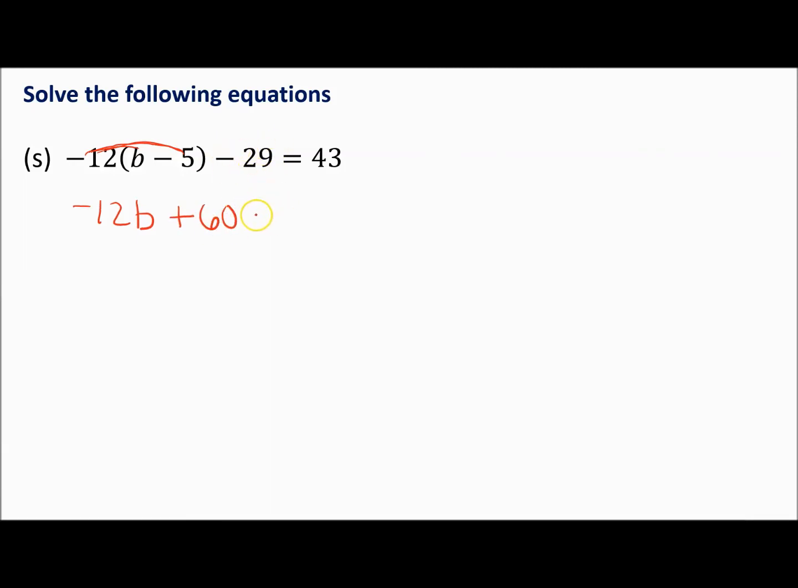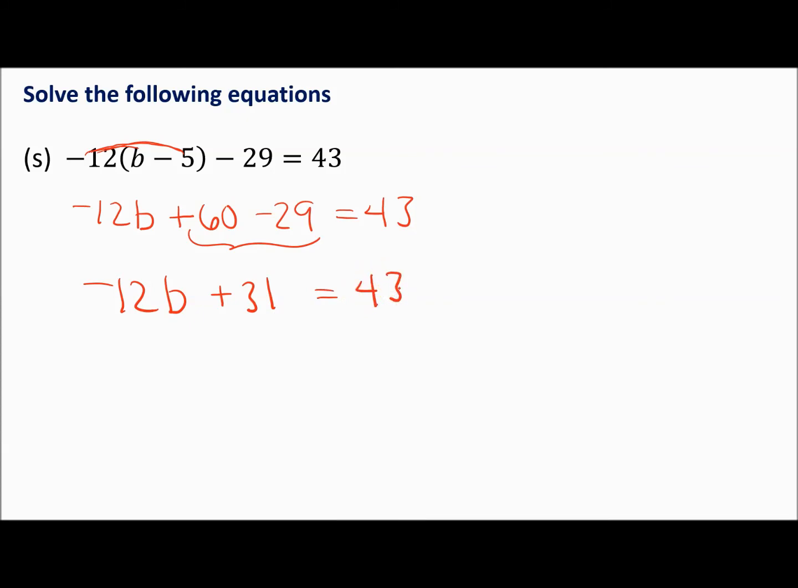This minus 29 that's right here, I'm just going to recopy, and 43 I'm definitely going to recopy. Okay, now we're still focusing on the left side because the left side is not completely simplified yet. This 60 minus 29, I can still go ahead and combine like terms. Now I can't do anything with the negative 12. It stays negative 12. But 60 minus 29, we know is 31. And it's a positive 31, so I put plus 31 is equal to 43.